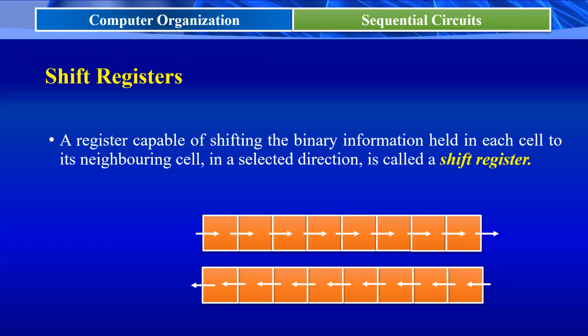If a shift register supports shifting data to the right side, that shift register is called a shift right register. If a register supports shifting of data to the left side, such a shift register we call a shift left register.